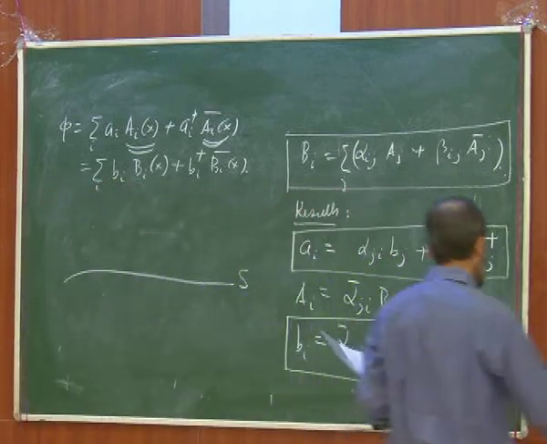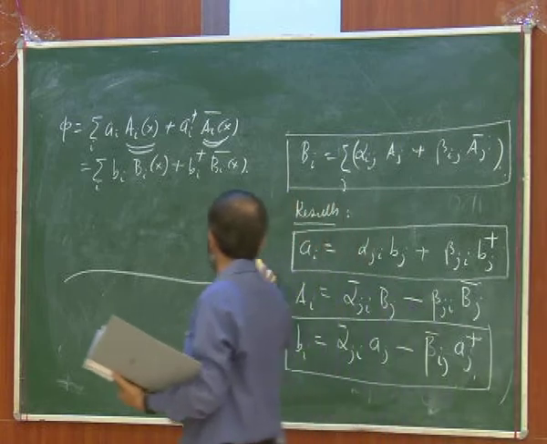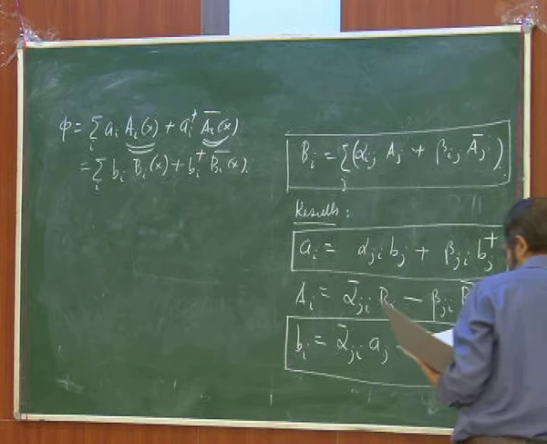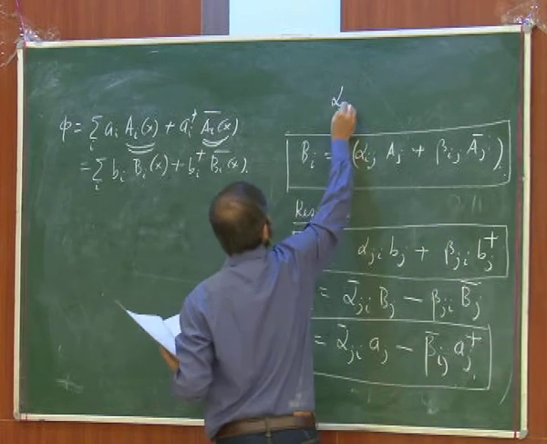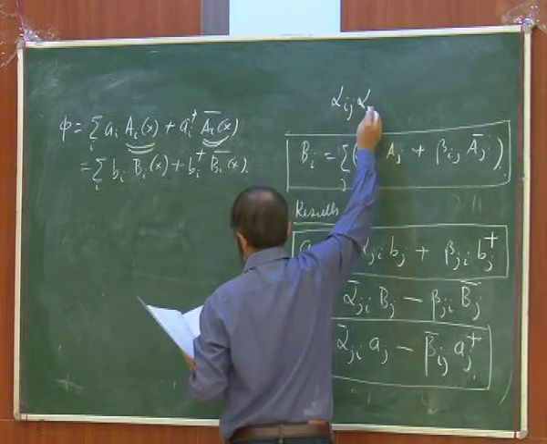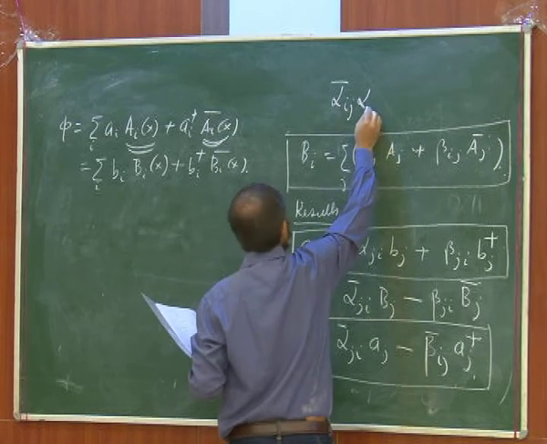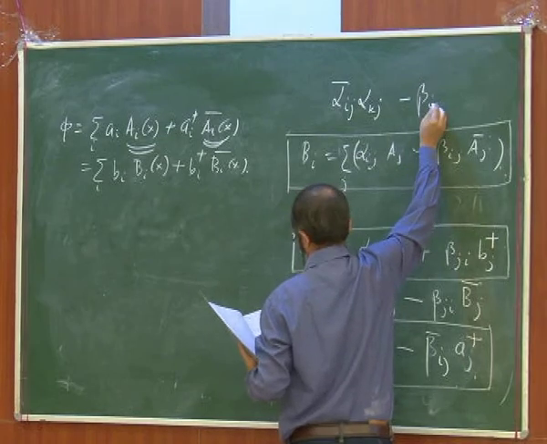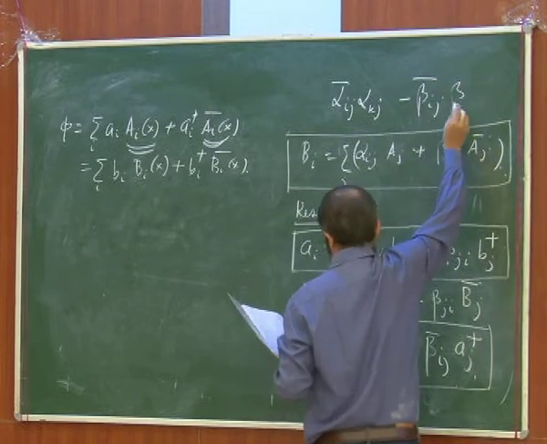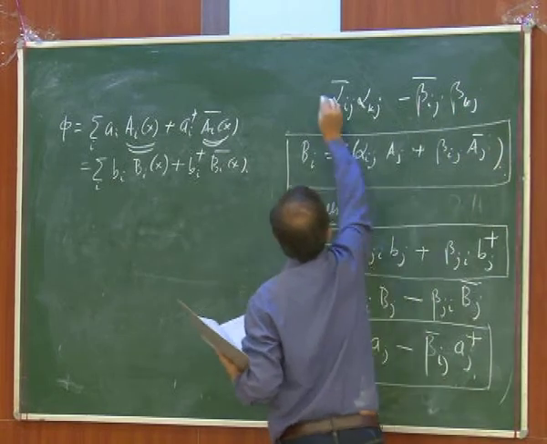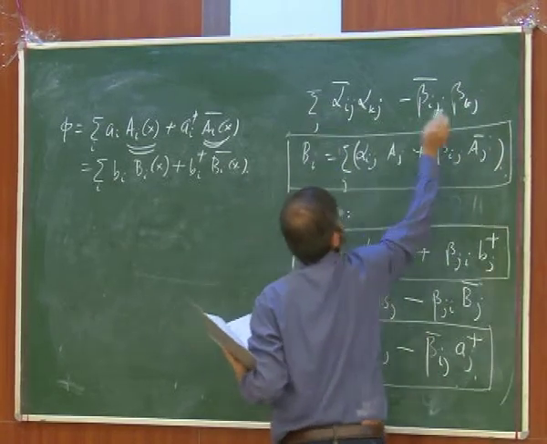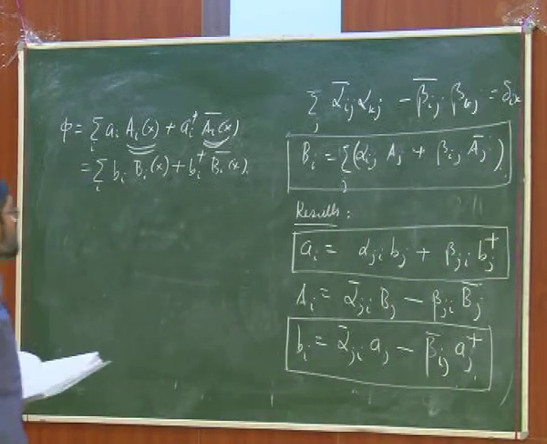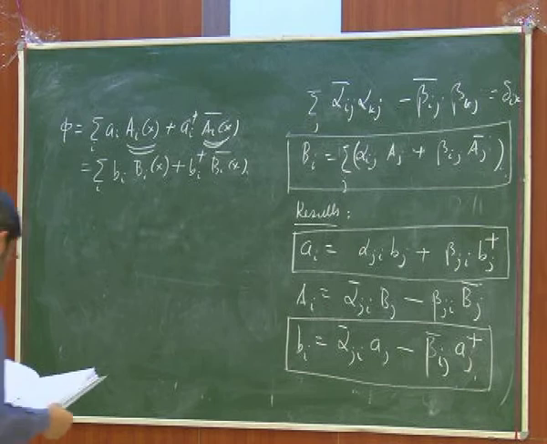Okay. So now I ask, and the orthonormality of the modes, they also imply some interesting relation, which is alpha squared minus beta squared equal to 1.